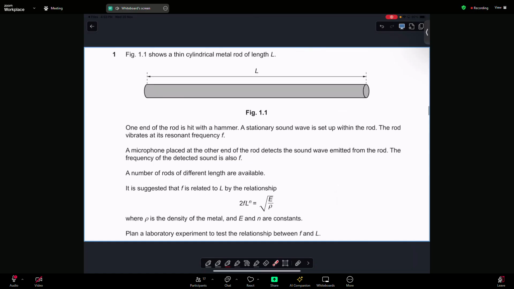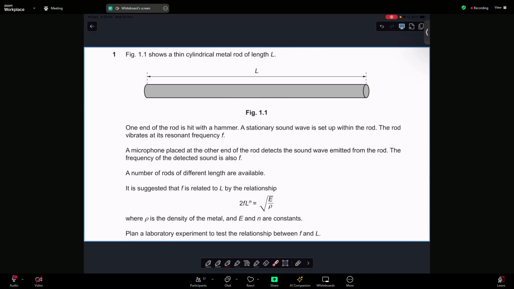It says figure 1.1 shows a thin cylindrical metal rod of length L. One end of the rod is hit with a hammer. A stationary sound wave is set up within the rod. So it's a unit 2 question. Unit 2 naman tomader hocche wave 0 question, right? So sound will travel through this and then it'll form a stationary wave here. The rod vibrates at its resonant frequency. A2. What's resonant frequency?